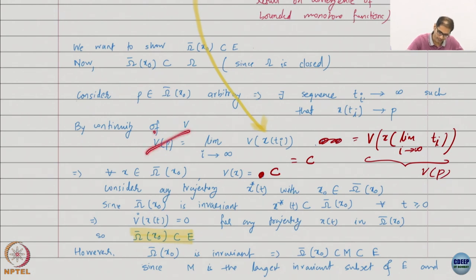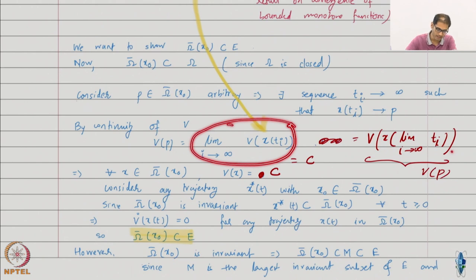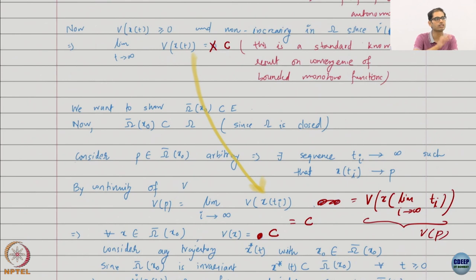Now, you forget this side. I know that limit i goes to infinity V x t i is actually equal to this. I can move the limits around because of continuity. And once I move it around, you see that as i goes to infinity, t i goes to infinity. So, x of this quantity goes to P. This guy is just P, just by this definition. x of t i goes to P as t i goes to infinity. So, whatever I have written is actually V of P. And I have proven what? That V of P is equal to this guy. But this guy, by the monotone convergence theorem, is just a constant, by two different results.